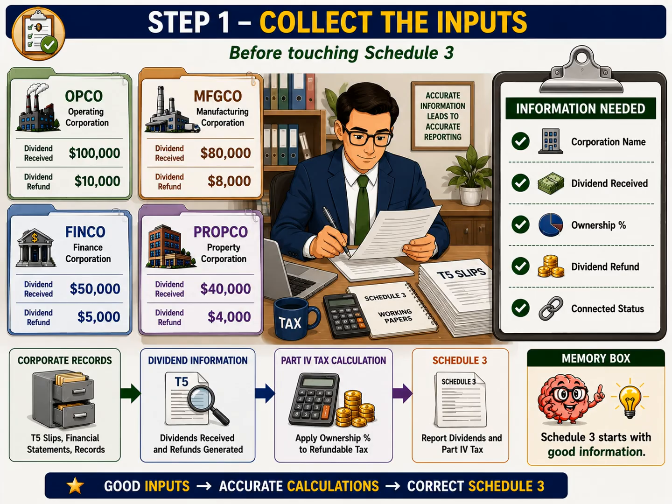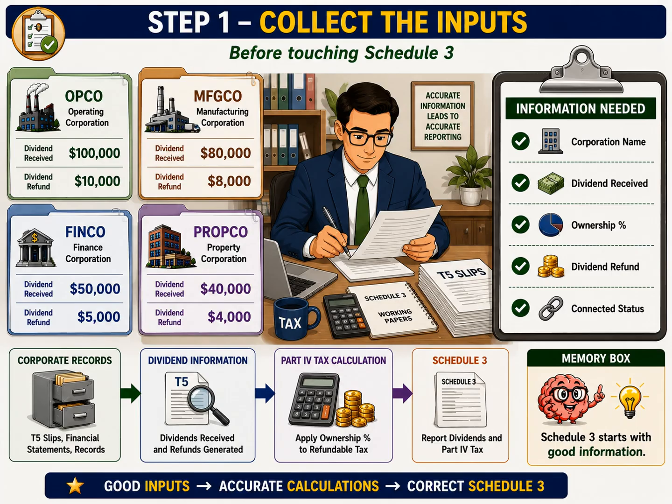At the bottom of the slide, you can see the reporting workflow. We start with corporate records, financial statements, and T5 information slips. From those records, we gather the dividend information. That information is then used to calculate Part 4 tax. And finally, the results are reported on Schedule 3.